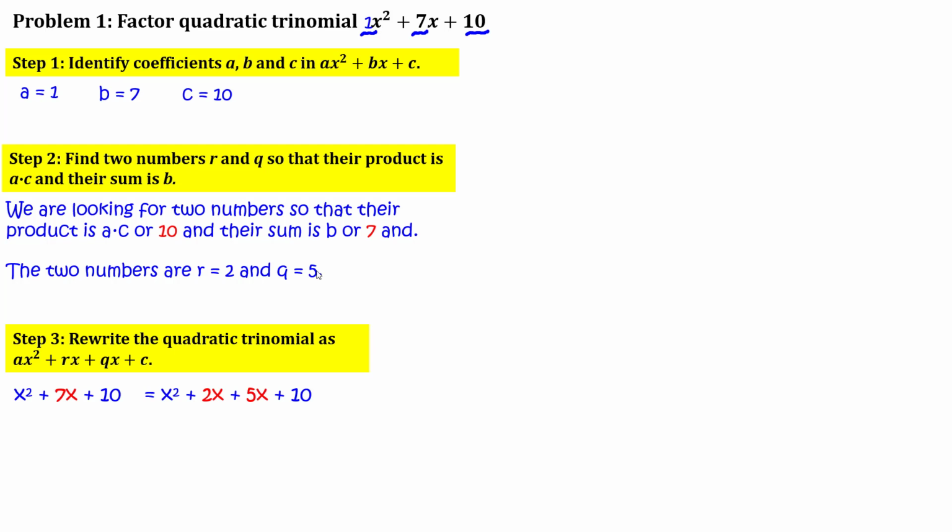And why 2 and 5? Because those were the two numbers I got in step 2. So instead of writing plus 7x, I'm going to break that 7x up as plus 2x and plus 5x. Okay, so that's step 3. I'm not going to keep the 7. I'm going to replace it with plus 2x and plus 5x.